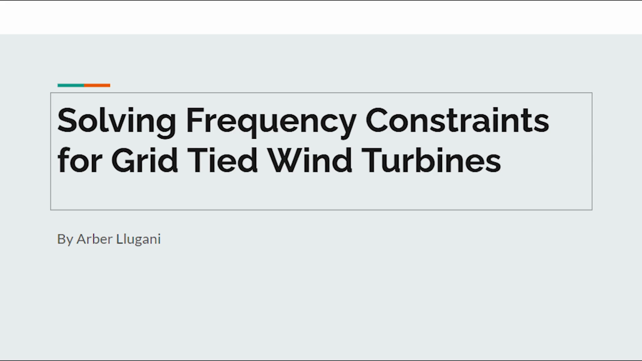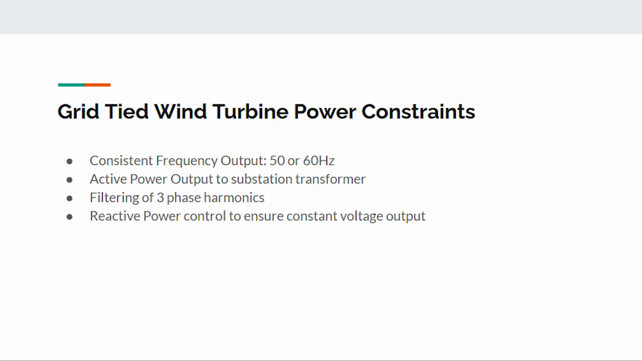Hi everyone, my name is Arbligani, and in today's presentation we will discuss solutions for frequency constraints regarding grid-tied wind turbines. There are many constraints we must consider when connecting a wind turbine to the grid. In the US, our local power is operating at 60 Hz. In other countries such as Japan, the power transmitted operates at 50 Hz.